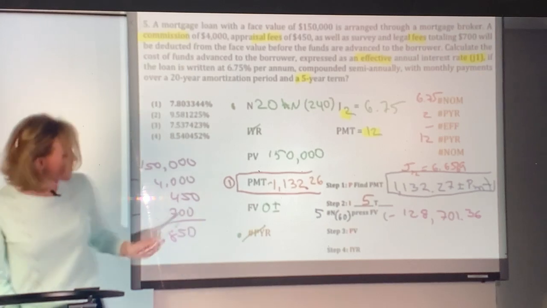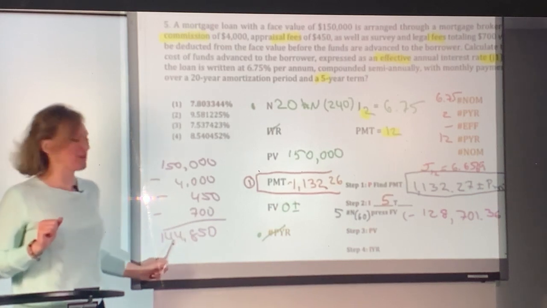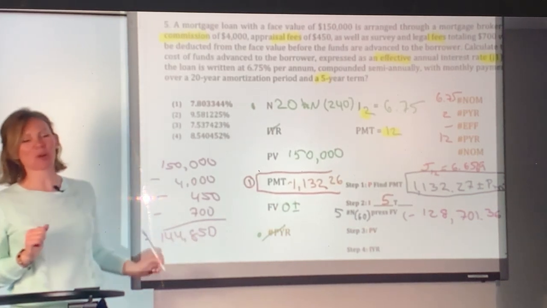So mine came up to 144,850, okay? So what is this again? What is this 144,850? What is all this stuff? This is your clean money, I call it, right? Money without the fees. That's a cost of funds advanced to the borrower, right? So that's how much you got.